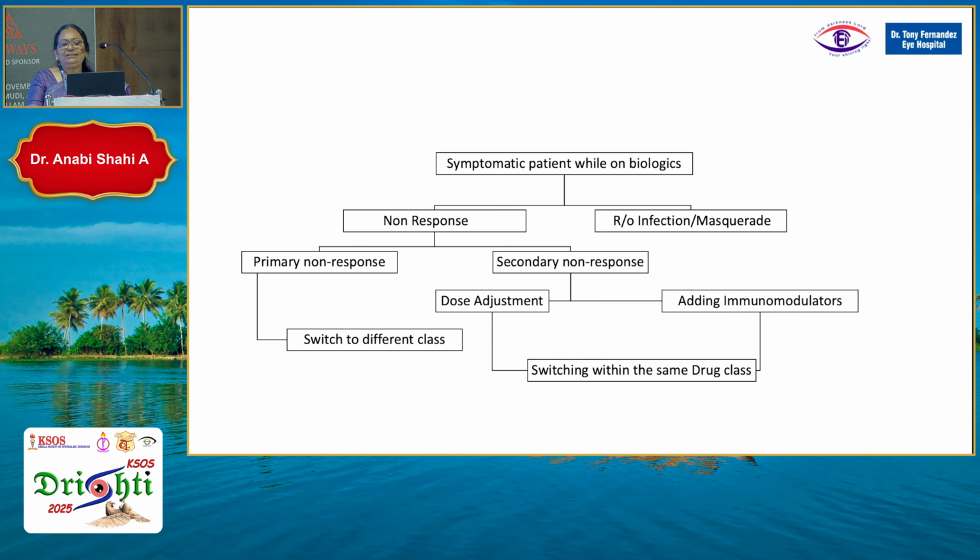So to summarize, for a symptomatic patient while on biologics, if there is no response, we have to rule out infection and masquerade, and it can be either a primary non-response or a secondary non-response. If it is a primary non-response, we have to switch to a different class of medication. If it is a secondary non-response, we have to do a dose adjustment or add other immunomodulators. If these two are not effective, then we have to switch within the same drug class.